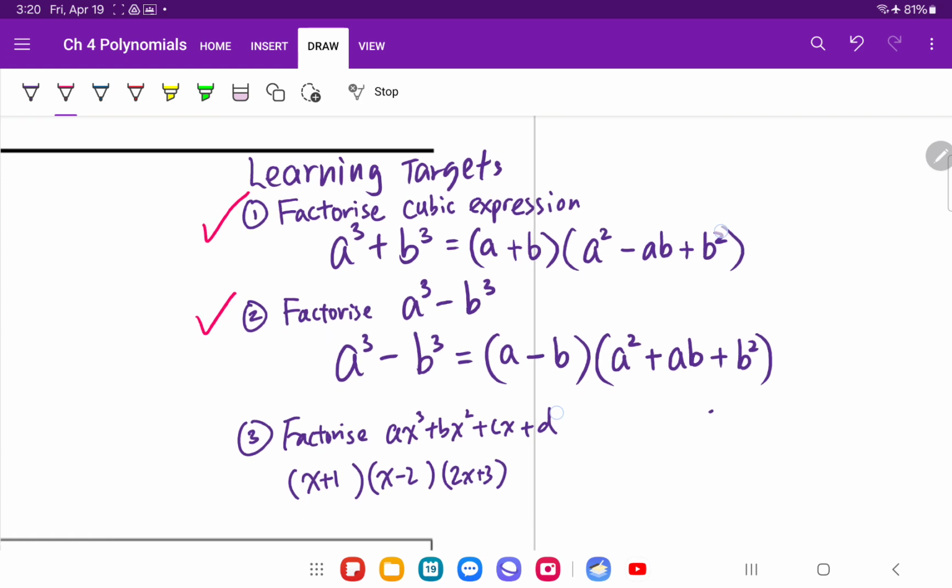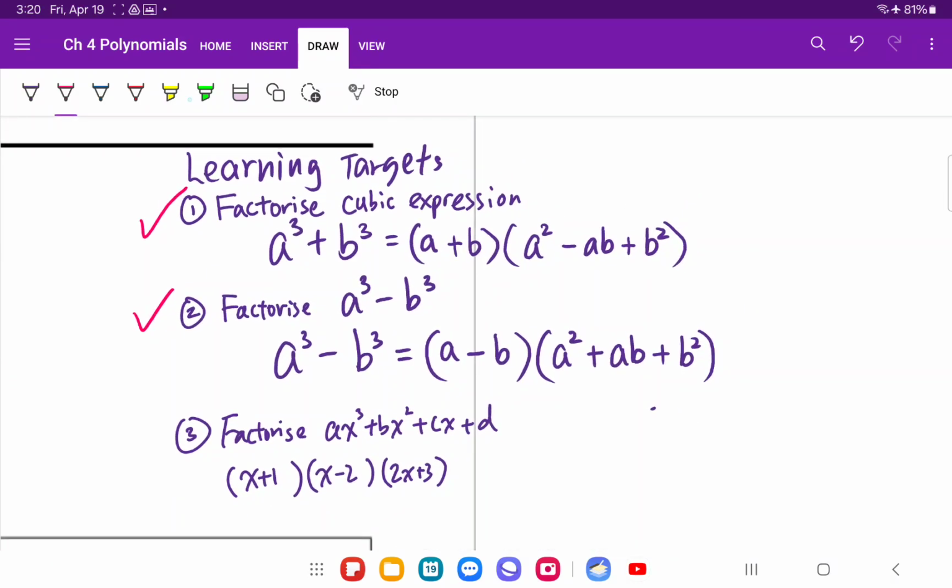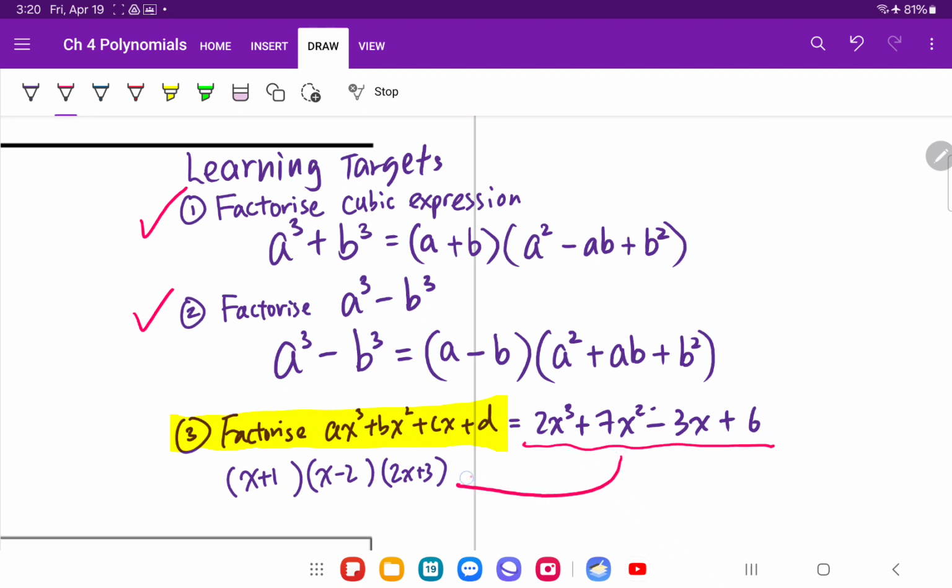Now what we have not covered last lesson was the third kind, and this is what we're going to carry on with today: the factorization of a longer cubic expression that could possibly look something like this. Let's say 2x cubed plus 7x squared minus 3x plus 6, something like that. And you are supposed to factorize it into 3 different brackets. Now of course the answer here is wrong, it's not exactly the same, but the idea is to get it into 3 different brackets.